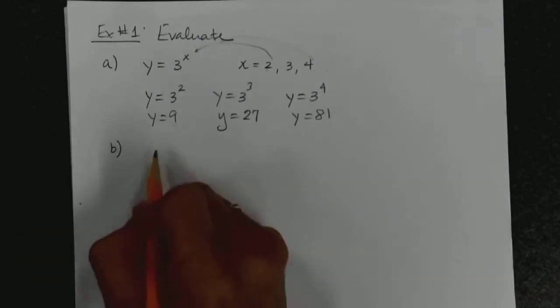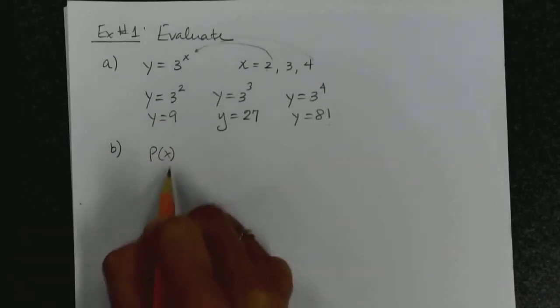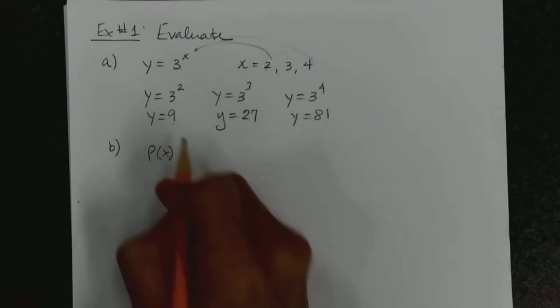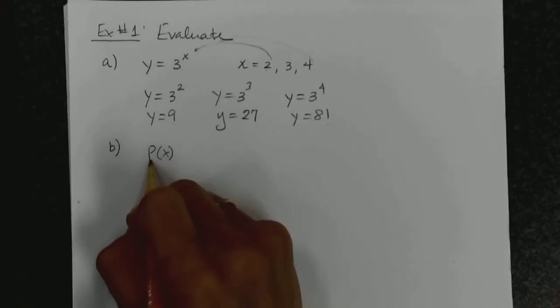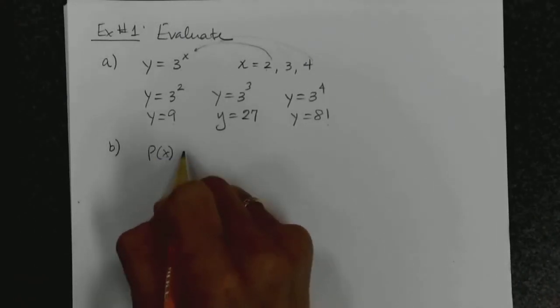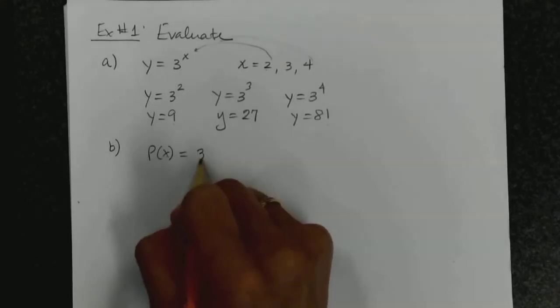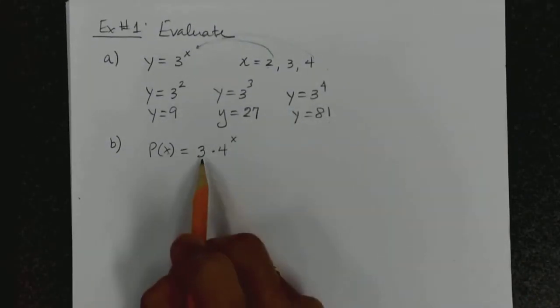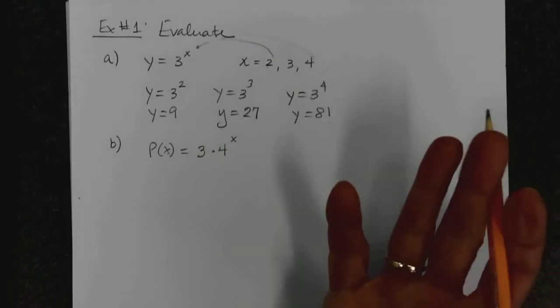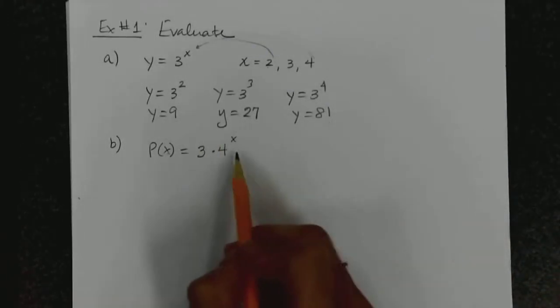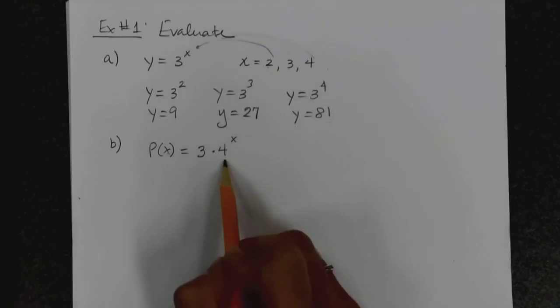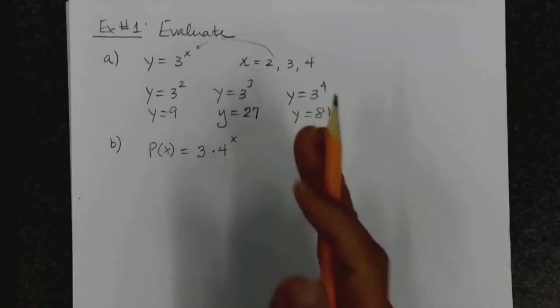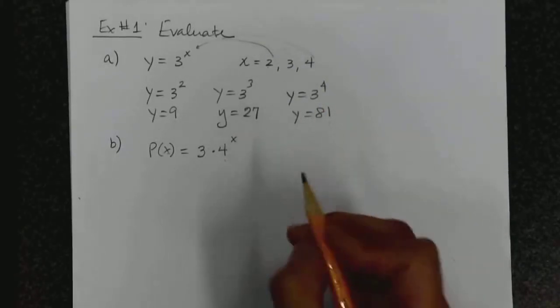In the second example, I have a function named p of x. Remember, this is a function notation. That means that this function named p depends on whatever the x is. So p of x is equal to 3 times 4 to the x. Now, if you notice in this case, a is 3. That means I start with 3, amount of 3, and then it quadruples because my growth factor is 4, so it's growing 4 times as much.